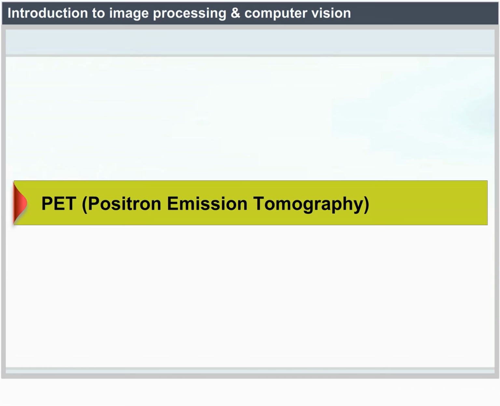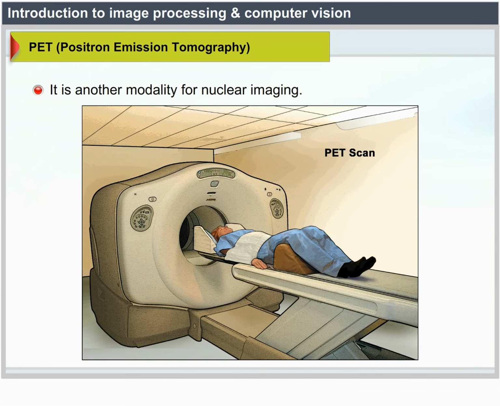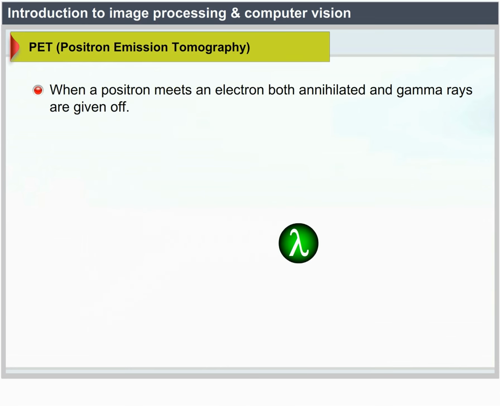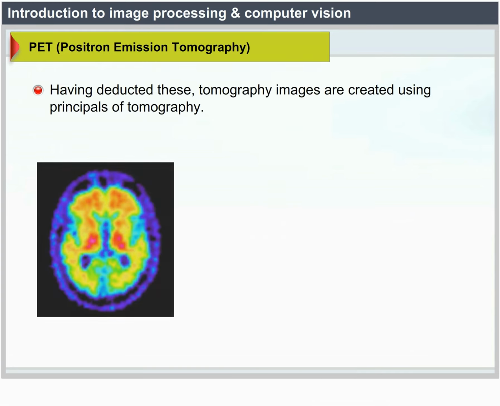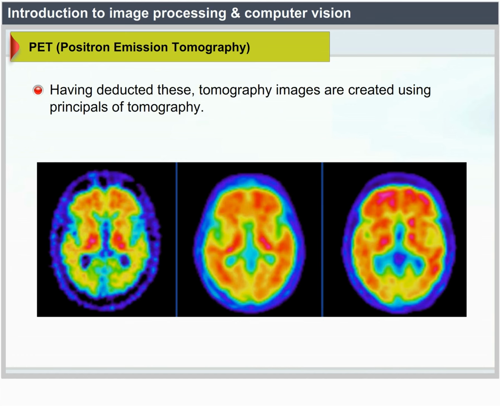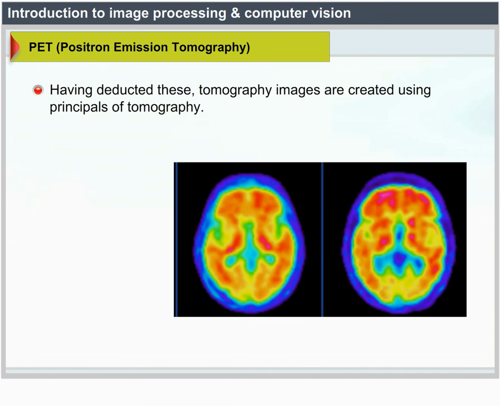Positron emission tomography. This is another modality for nuclear imaging. When a positron meets an electron, both are annihilated and gamma rays are given off. These are detected and tomography images are created using principles of tomography.